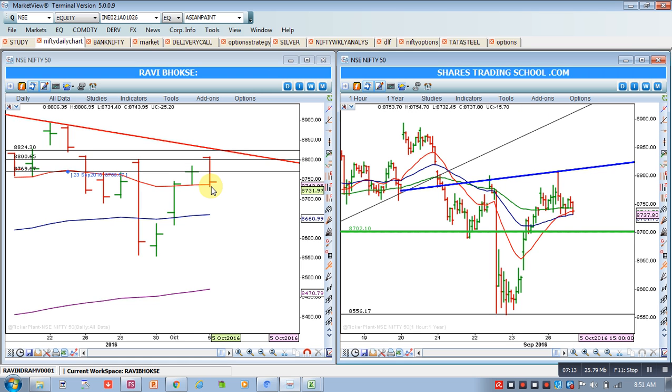This level is the 20 EMA, and this level is 8,700. So considering this, 8,700 will be a comparatively nearer stop loss. So we will remain long with stop loss below 8,700, and we will continue. And if market closes above 8,820, then we will continue our long position for tomorrow as well. So this is our trading strategy for today.